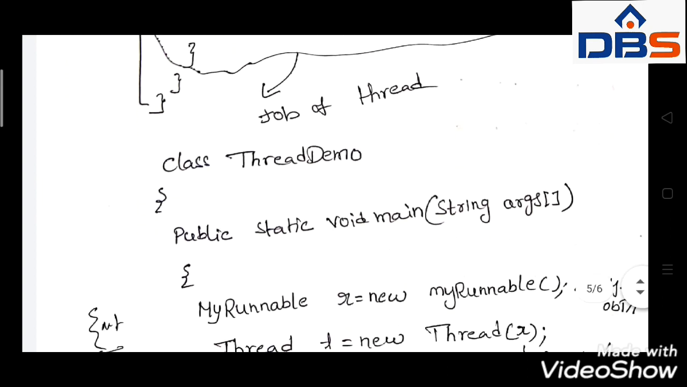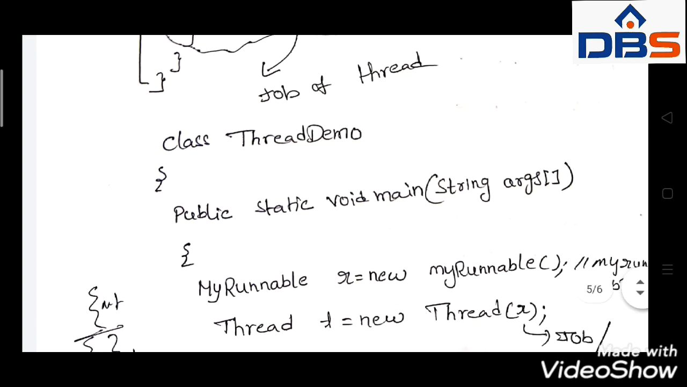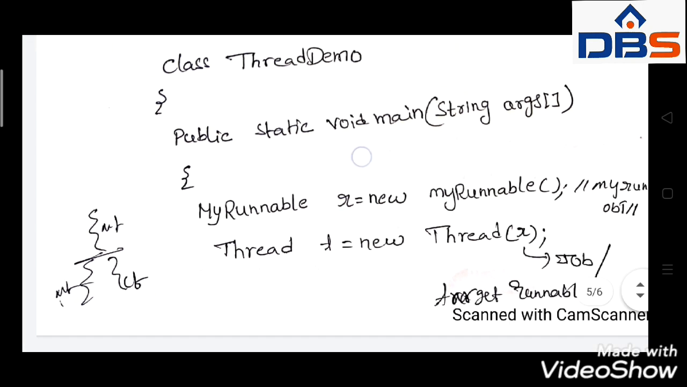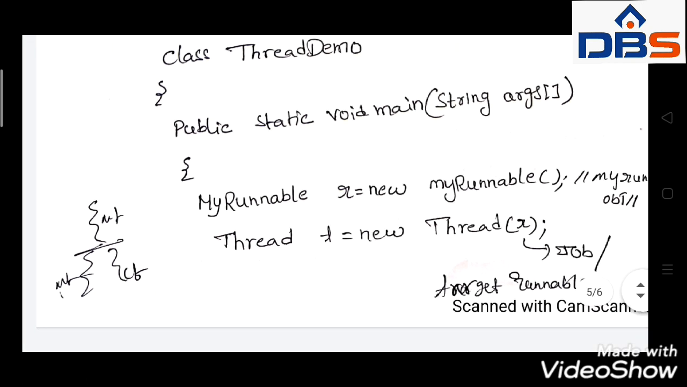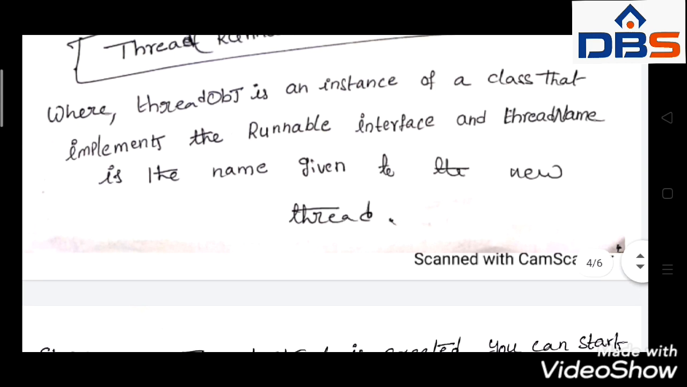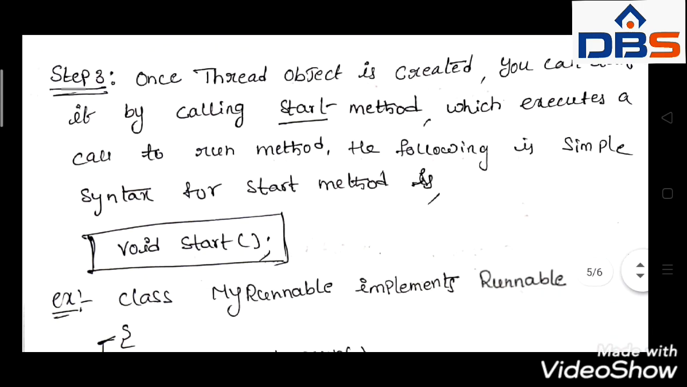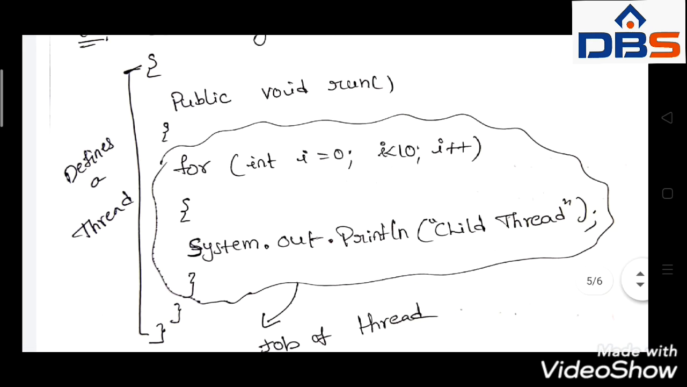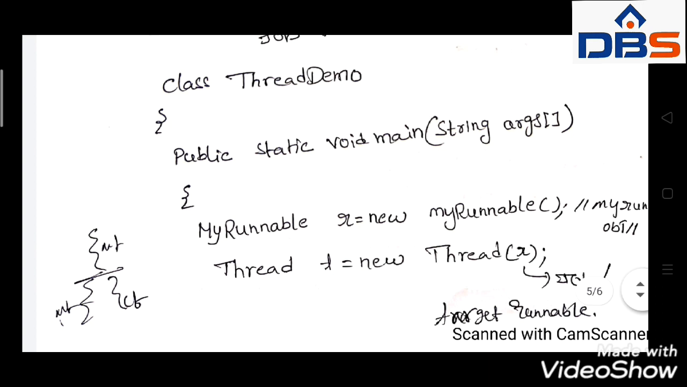Then we can start a class DemoThread. Here we start the main method, public static void main(String[] args). In this main method, what do we need to do? First we create a Runnable object for the thread. How to create the Runnable object? By using this syntax. The name is MyRunnable.